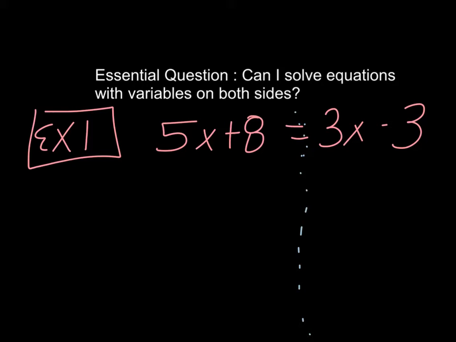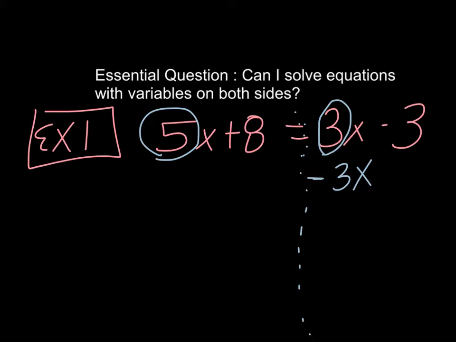I always look at the coefficients. So this one has a positive 3. This one has a positive 5. I always look for the smallest coefficient. This 3 is smaller than 5. So I'm going to move that 3 to the left. So in order for me to do that, I'm going to subtract 3x.